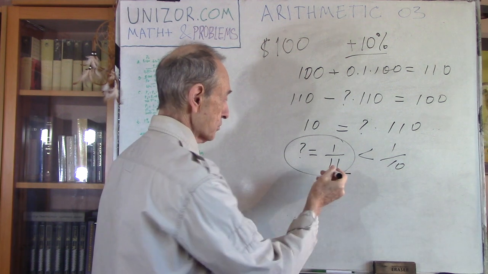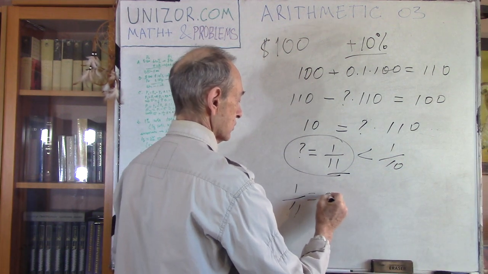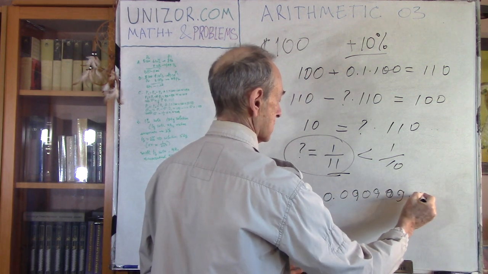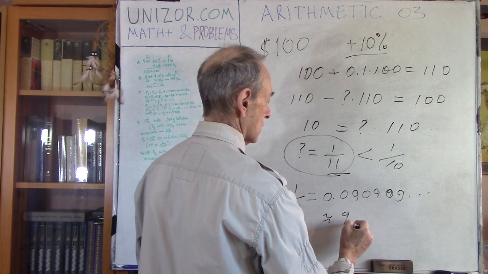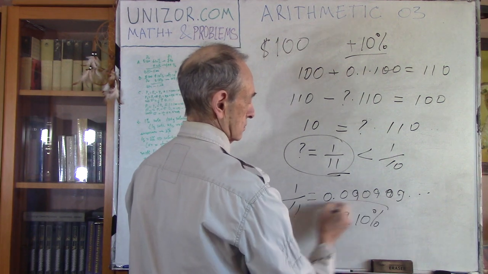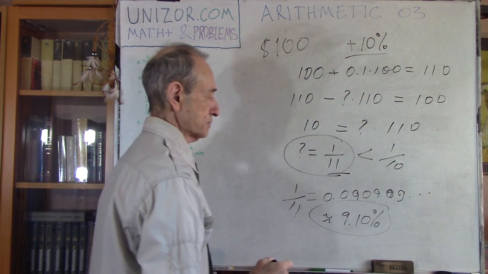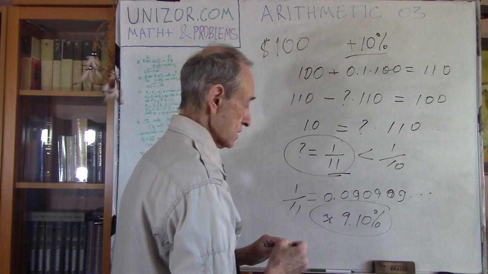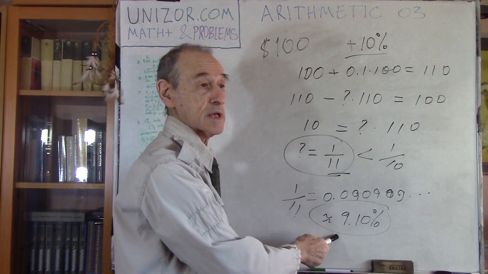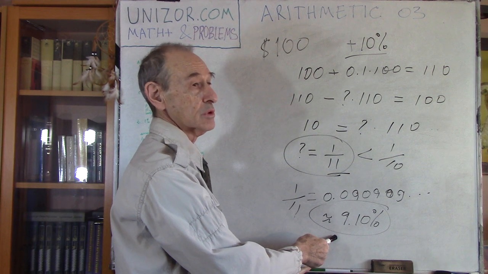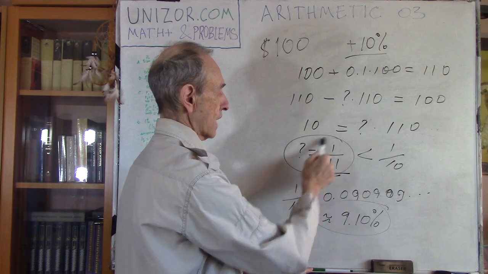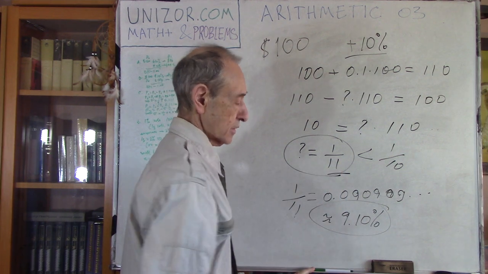percentage. Now, in percentages, 1/11 is equal to 0.09090909, etc. So approximately it's 9.10%, more or less. So, if it goes up by 10%, it should not go down by 10%, because if it goes down by 10%, we will lose money. It should go down by less than 10. The factor is 1/11, in percentages it's 9.10.